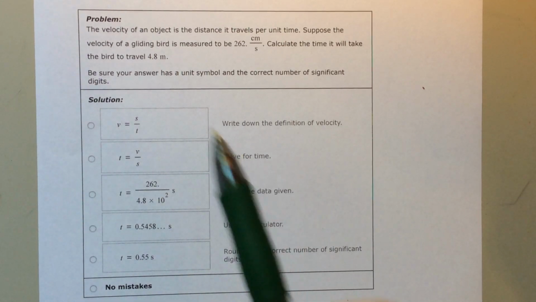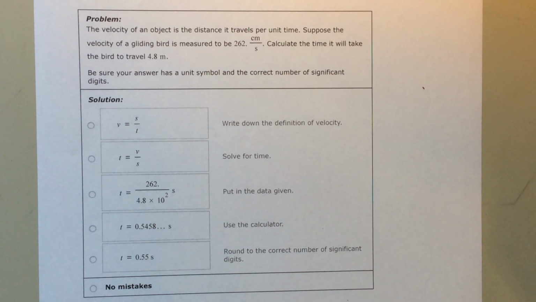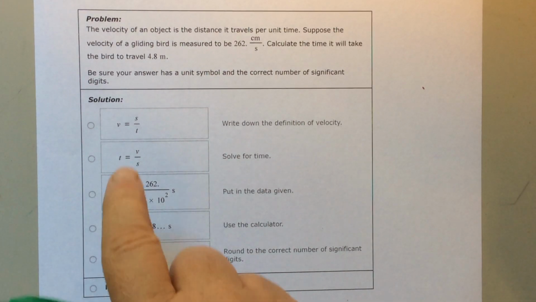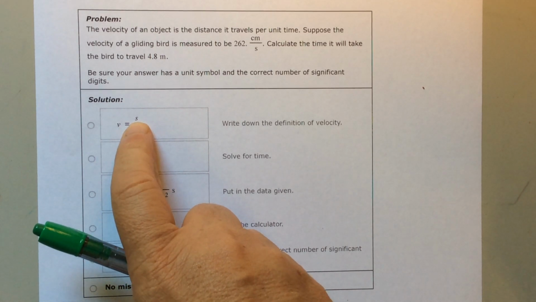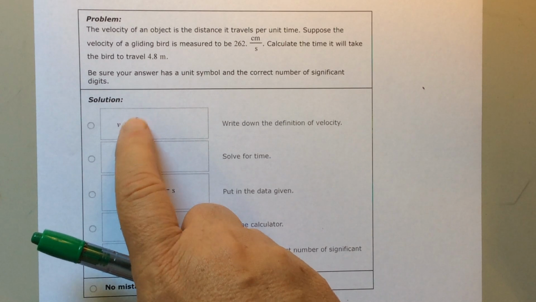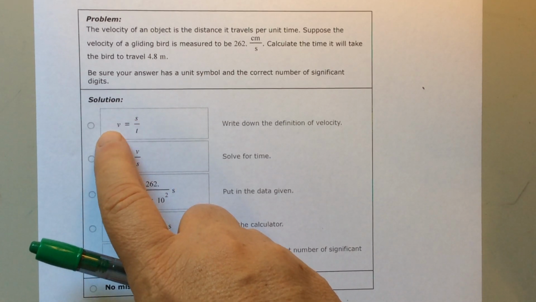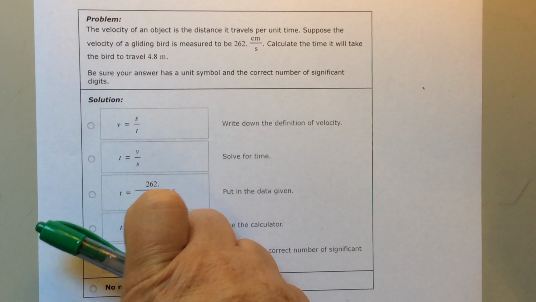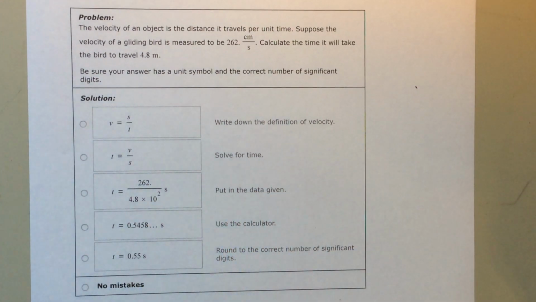You've got a problem here. It says the velocity of an object is the distance traveled per unit time. Okay, so that's a definition. The velocity of the object is the distance traveled. I don't know why distance is s, but it is. Remember, s is not time, t is time. s is, in this case, distance. So velocity is distance divided by time. That's the definition of velocity. Okay, so you're going to start there.